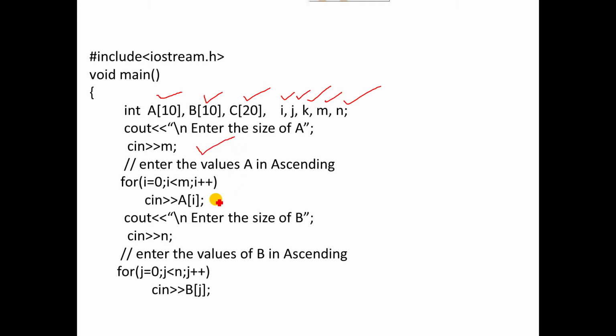Read the size of the first array and the elements in ascending order. You can either read the elements directly in ascending order, or you can write statements to perform either bubble sort or selection sort to arrange the elements in either ascending or descending order. Now the size of the second array. Now you are reading elements into the second array.